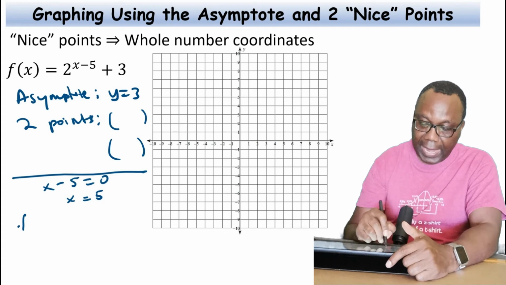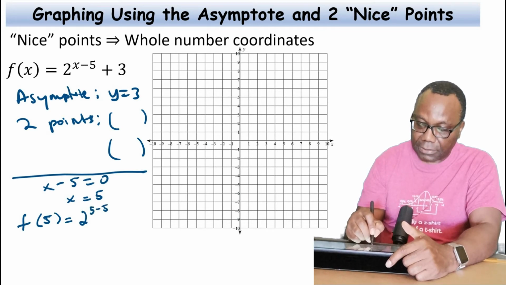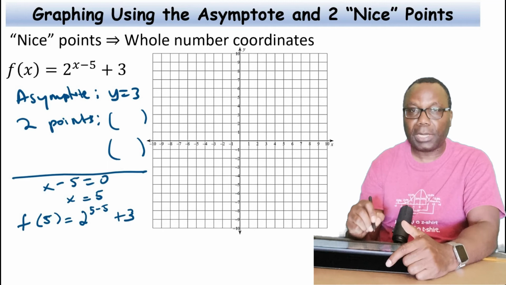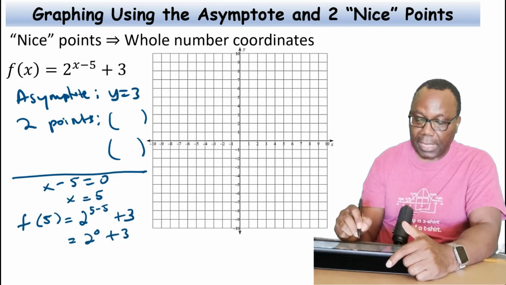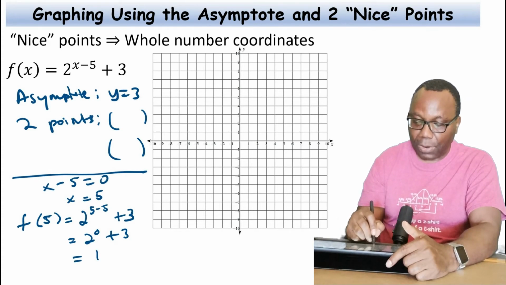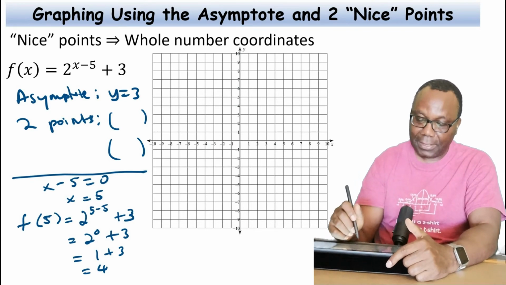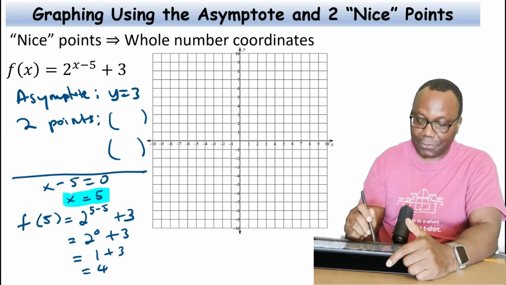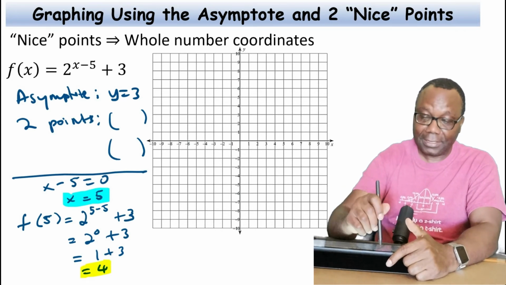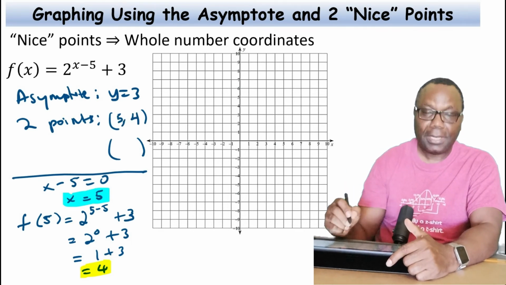Be careful. So I'm going to find f of 5. f of 5 will be 2 to the power of 5 minus 5, plus 3. See, I have to plug it in carefully. And then I have 2 to the power of 0 plus 3. And then the answer will be 1 plus 3, which is 4. Okay, now let's go back to my color coding. When I use an input of 5, my output will be 4. Guess what? That is the coordinate I'm looking for. (5, 4). I got one of them.